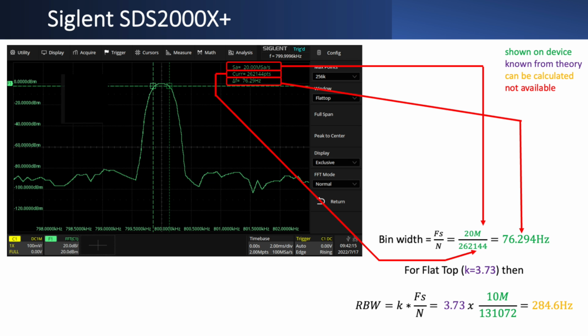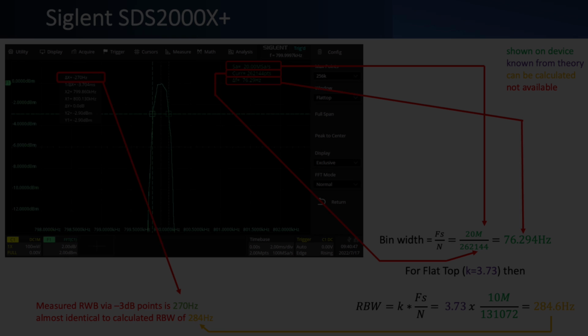That is great. Now, if we also want to know the resolution bandwidth, we simply have to multiply by the factor I talked about before, 3.73 times the bin width that we had. That means the resolution bandwidth should be 284.6 hertz according to our calculations.